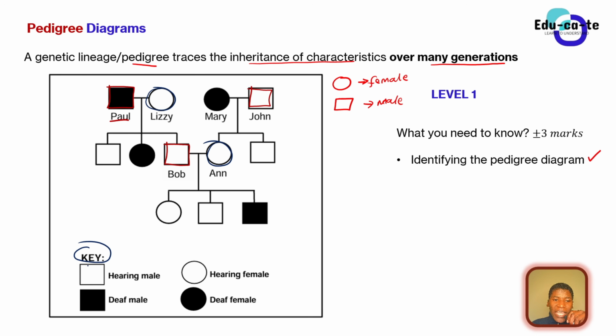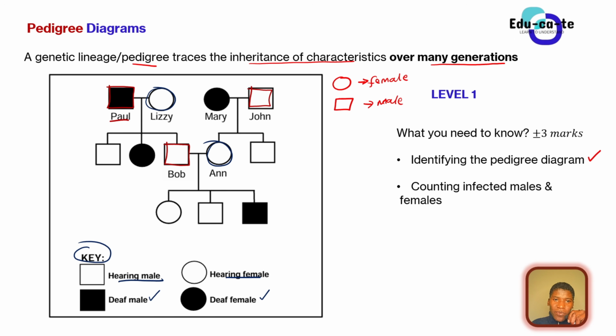Here, if we have an empty square, it means this is a hearing male, a male who is not deaf and is able to hear. If we have an empty circle, this is a hearing female. So they're all normal. But if the square is shaded, we have a deaf male, one that cannot hear, and if the circle is shaded, we have a deaf female. It doesn't change the fact that circles represent females and squares represent males. But when shaded, it just means you have a certain condition or a certain allele in this case.